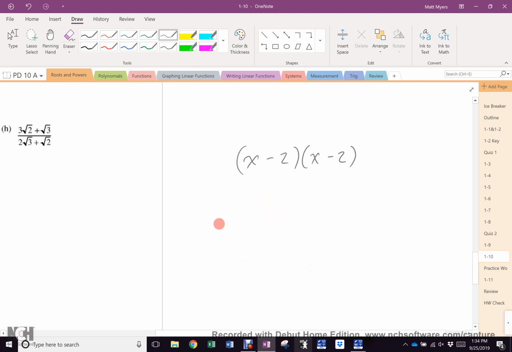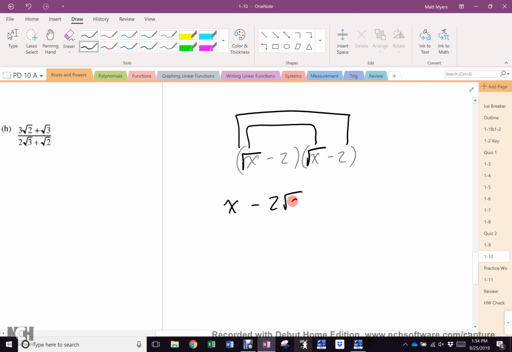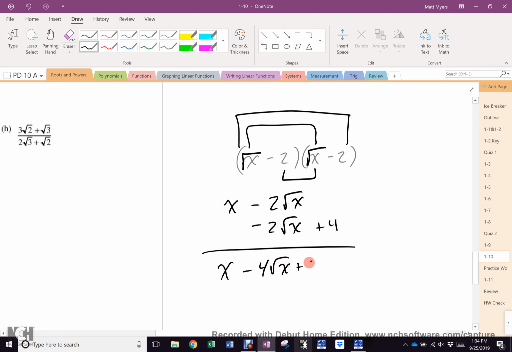So, now, let's make this root x. So, what's root x times root x? X. What is root x times negative 2? Negative 2 root x. What is negative 2 times root x? Negative 2 root x. And what is negative 2 times negative 2? Positive 4. Tidy it up. X minus 4 root x plus 4.